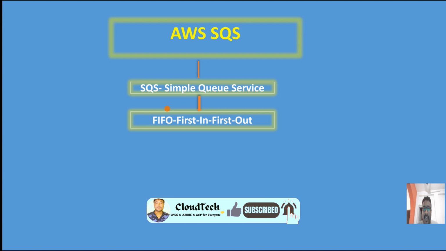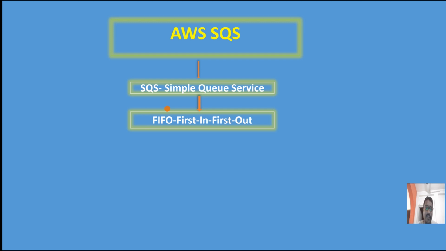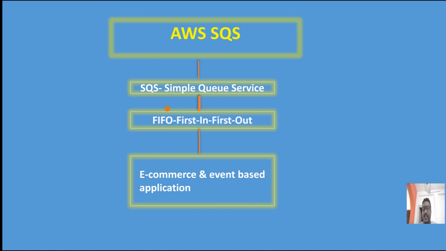If I give a real-life example, if you are standing at a railway ticket counter, whoever comes to the counter first will get the ticket first, right? That is the first-in, first-out order. Okay guys, and for real-time applications, we can use this SQS service in e-commerce, event-based applications, or many microservice-style applications.